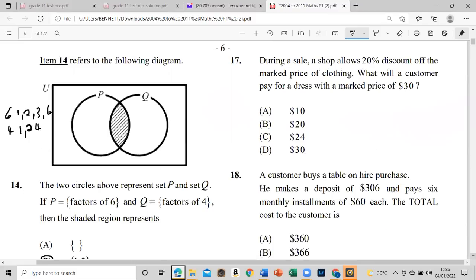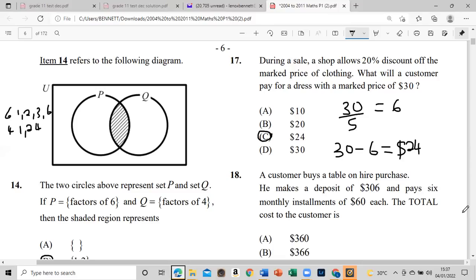17. During a sale, a shop allowed 20% discount off the marked price of clothing. What will the customer pay for a dress which is marked price of $30? So as I was saying, 20% is the same as dividing by 5. So 30 divided by 5 is equal to 6. And the discount now is $6, so it will be 30 minus 6 is equal to $24. So let's see if $24 is here. It's a very nice paper.